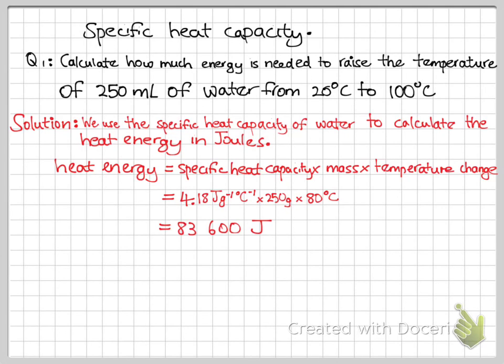Okay, as you see, this gives us 83,600 joules of heat energy that is required. Also note that I've put in units into the line before that, and you can see the g to the -1 will cancel off with g, and the degrees Celsius to the -1 will cancel off with degrees Celsius. Okay, and we can convert the 83,600 joules to 83.6 kilojoules. As you see, that gives us 83.6 kilojoules.